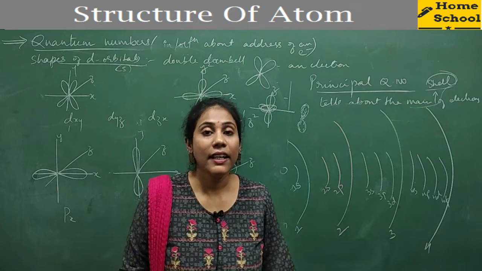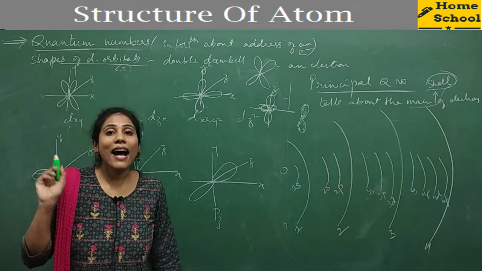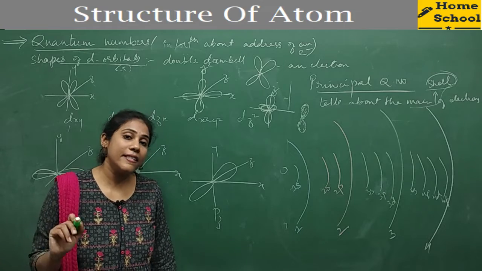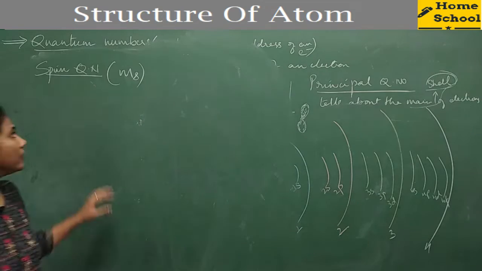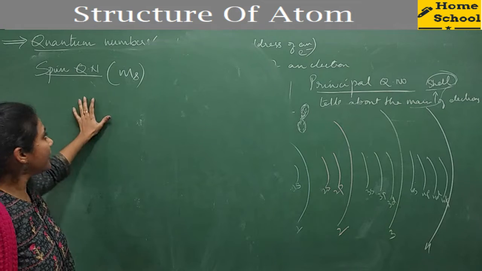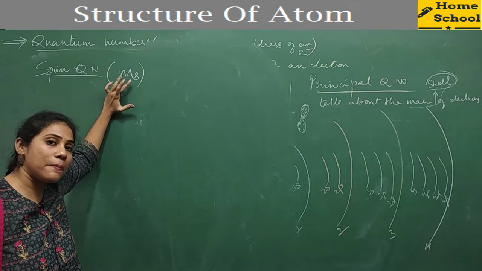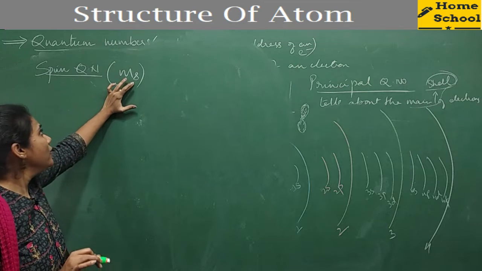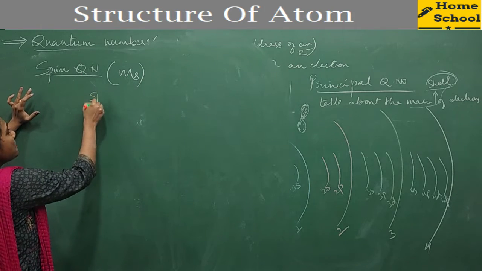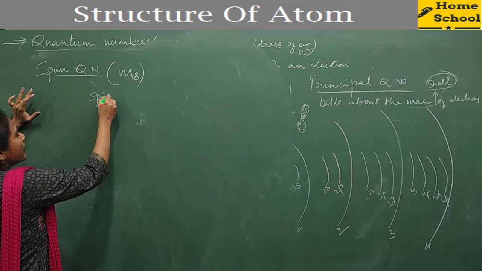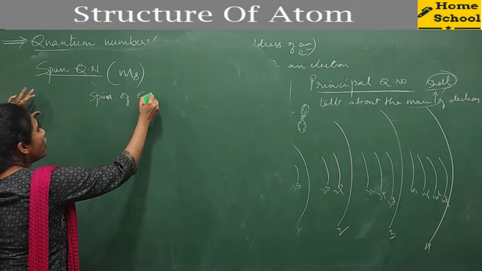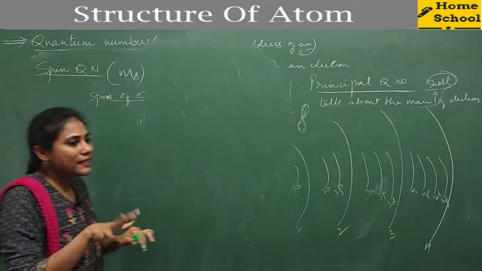Clear? Fine. And let us go for the last quantum number, that is the spin quantum number. Coming to the spin quantum number, it is represented by the letter ms, small m subscript s. So it talks about the spin of an electron. What do you mean by the spin?